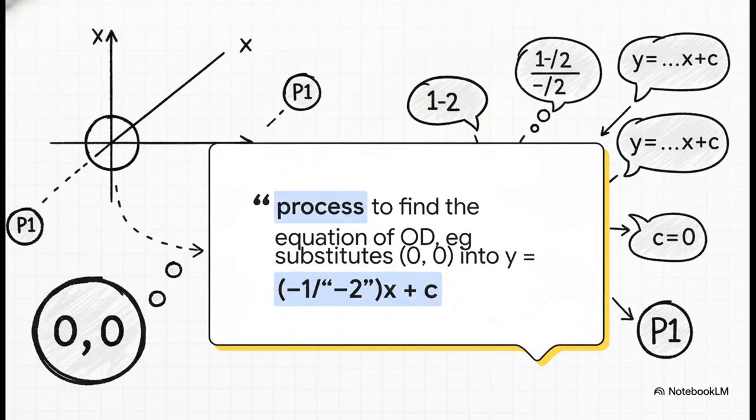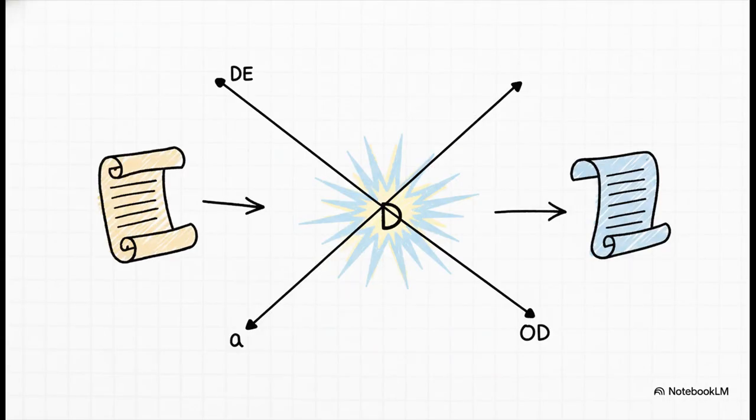And just like that, the mark scheme confirms it. It wants to see that calculation for the new gradient. -1 divided by -2, which gives us 1/2. Now the line OD goes through the origin, 0, 0, which makes finding c super simple. It's just 0. That whole process gets us our third P1 mark. So the equation for the line OD is beautifully simple. y equals 1/2 x. And with that, we have everything we need. The equations for the two lines, DE and OD, that cross at point D.